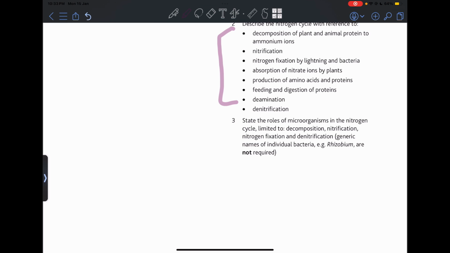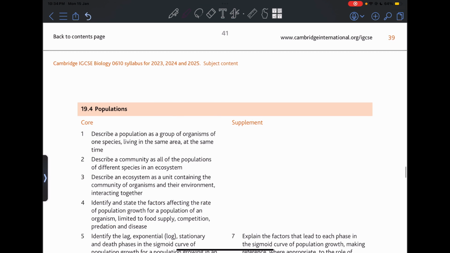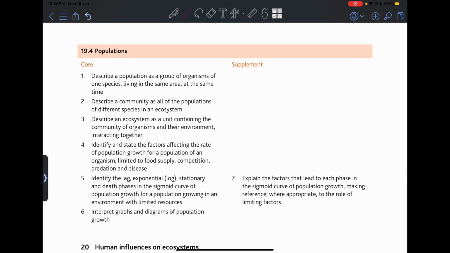Number 3 says state the roles of microorganisms in the nitrogen cycle limited to decomposition, nitrification, nitrogen fixation, and denitrification. The generic names are not required. Now 19.4 is about populations. Core and extended students have to define all of this.